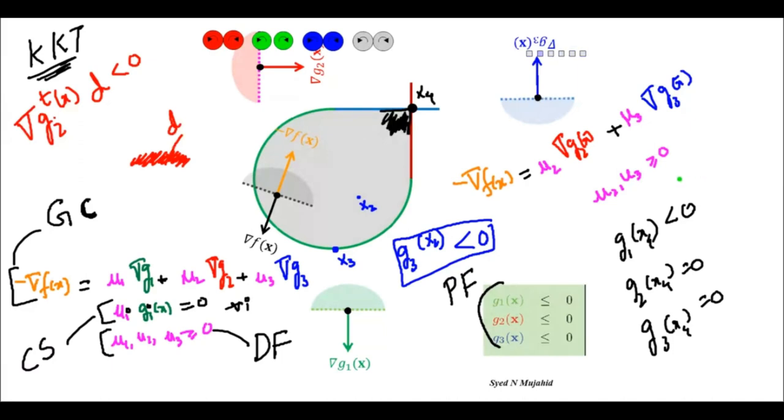Okay. So let me write it here. This is inactive. These are active, so equal to zero means they are active. So an inequality constraint which is satisfied as equality implies the constraint is active.